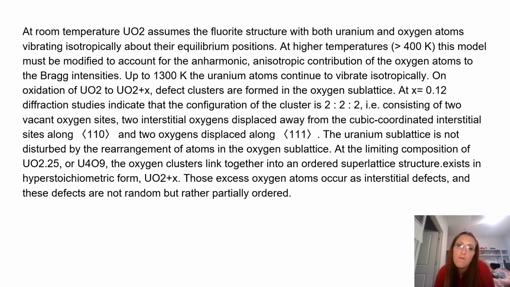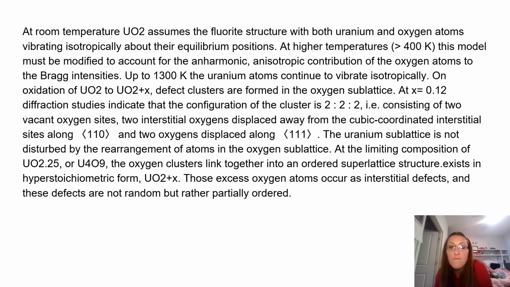At room temperature, uranium dioxide assumes the fluorite structure with both uranium and oxygen atoms vibrating isotropically about their equilibrium positions. At higher temperatures, greater than 400 degrees Kelvin, this model must be modified to account for the anharmonic anisotropic contribution of the oxygen atoms to the Bragg intensities. Up to 1300 degrees Kelvin, the uranium atoms continue to vibrate isotropically.